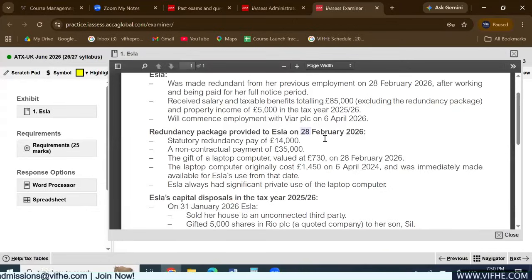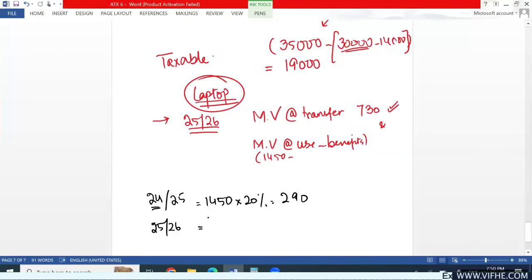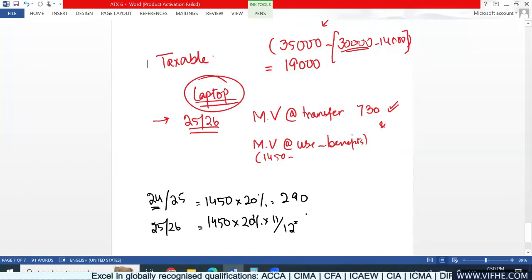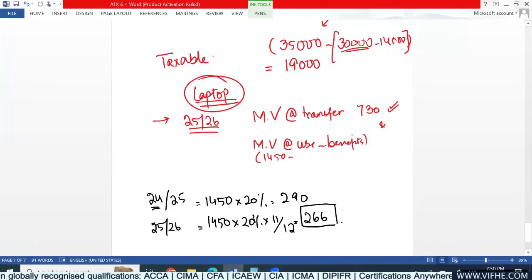So it starts from 6th April 25 till February end. That means she has made use of this asset for approximately 11 months. So 1450 being the cost, times 20%, makes up the benefit under use of asset. And this is to be apportioned over 11 months because she had used this asset while the ownership was lying with the employer. It will give rise to a taxable benefit of 266. And I was talking about this 266 before: till the point she remained an employee, whatever her use of asset benefit is will be included as a part of her employment income.